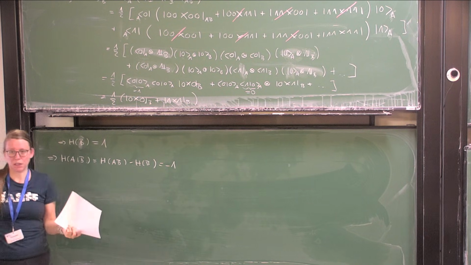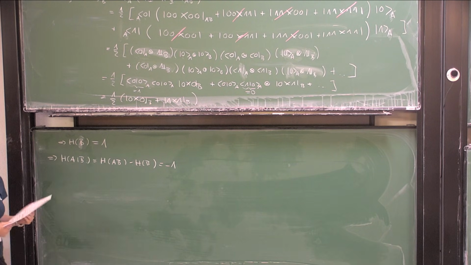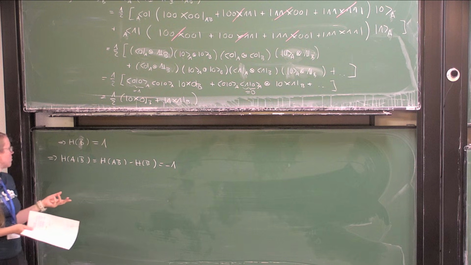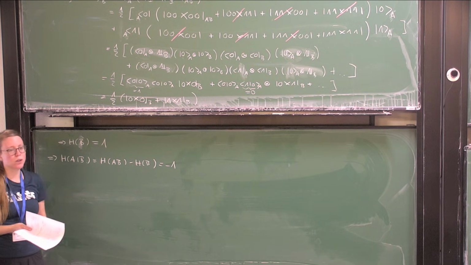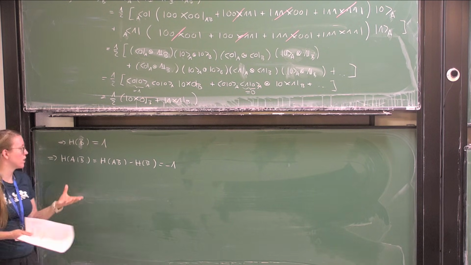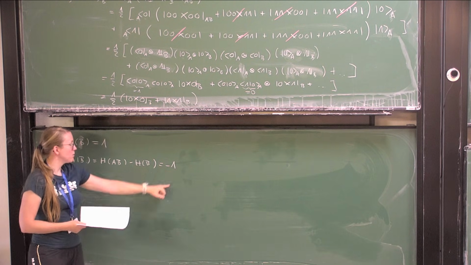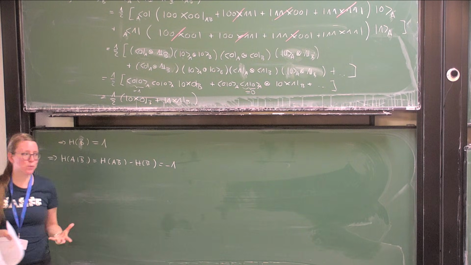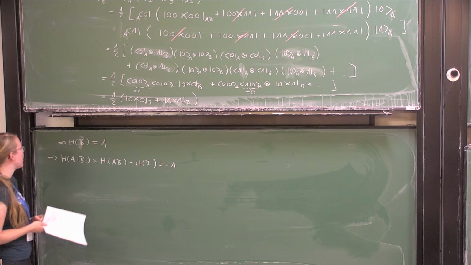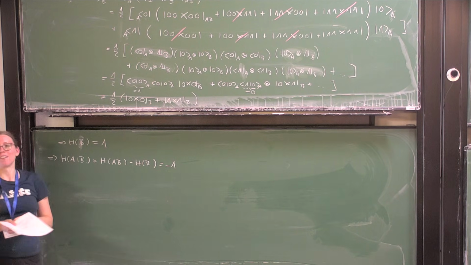Okay, so what does this mean? When we interpret the entropy as our insecurity about the system, if the entropy is 0, we know everything about it. So if the entropy is minus 1, what does this mean? How can you know more about a system than everything?